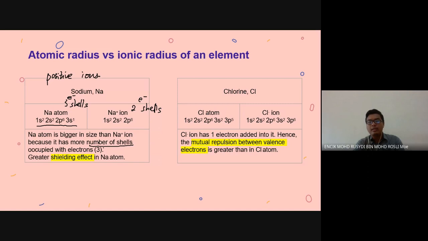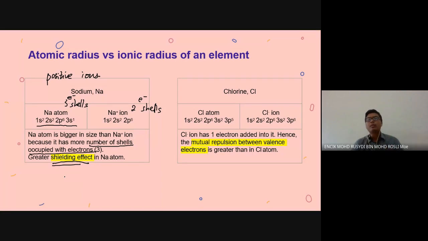Ini yang anda kena highlight sini. Okay. So disebabkan oleh bilangan shell dia yang berbeza, yang lebih besar in sodium atom compared to sodium ion. Okay, so ini menyebabkan shielding effect yang lebih, or greater shielding effect in sodium atom. Okay, so punca utama kat sini, keyword dekat sini adalah shielding effect.